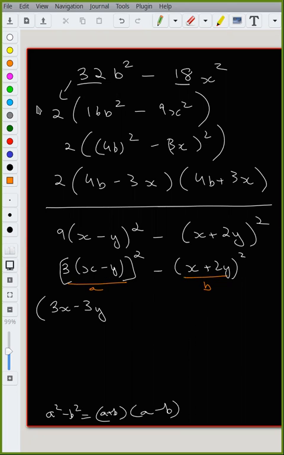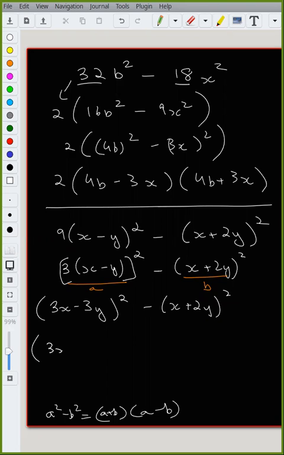We don't want to simplify. We want to factorize. Like 3x minus 3y, the whole thing squared, minus x plus 2y, the whole thing squared, that way. Fine, that you can do, not a problem. What is it now?